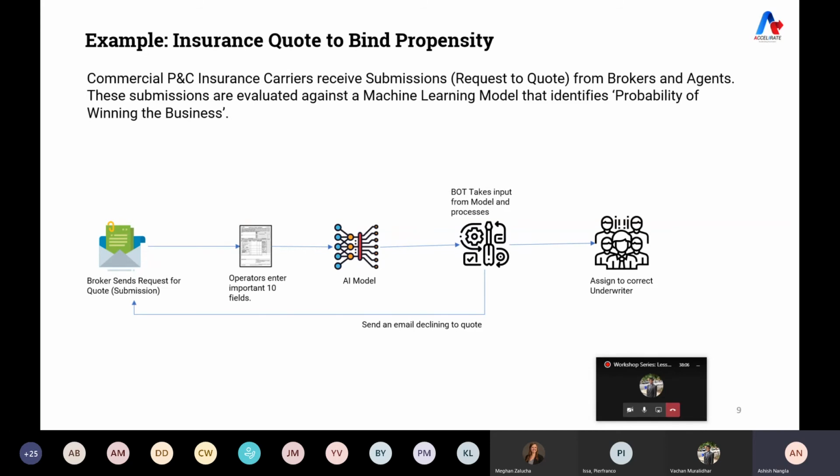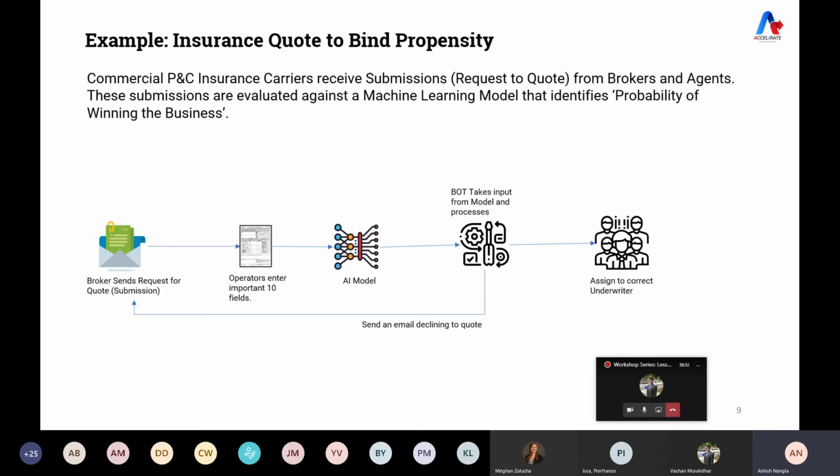The bot takes the input from the model, understands what the model decided, and based on that, it takes one of two actions. It would either send out a decline email to the broker saying, sorry, we decided not to quote for it, or assign it to the right underwriter to assess the risk and eventually send out a quote.